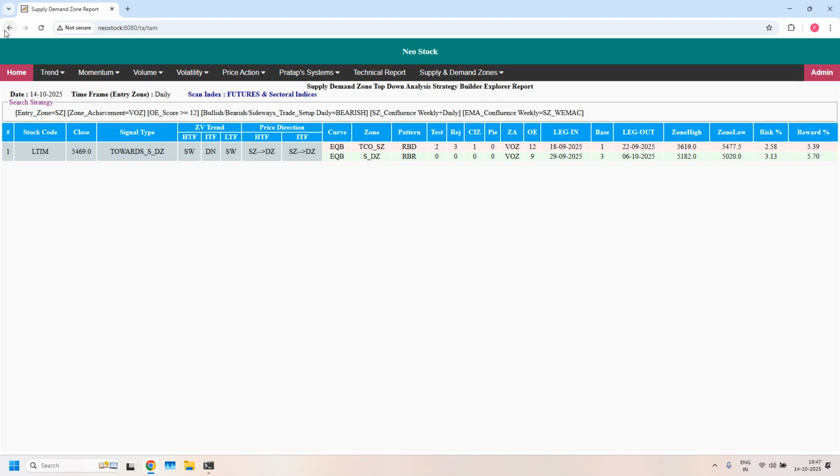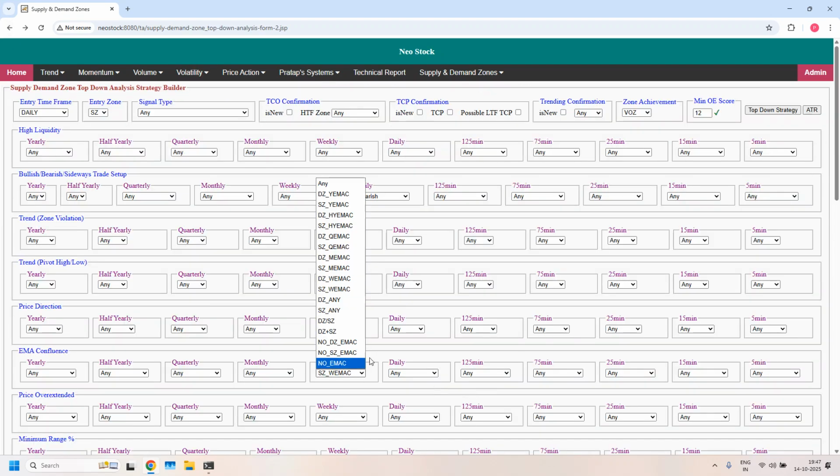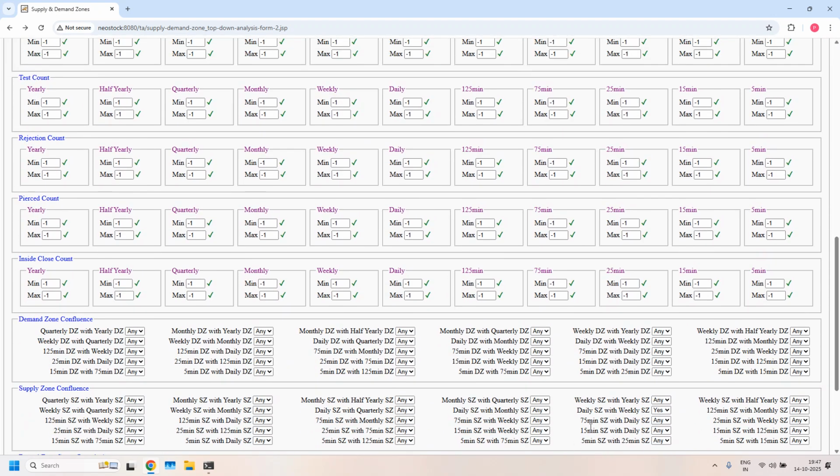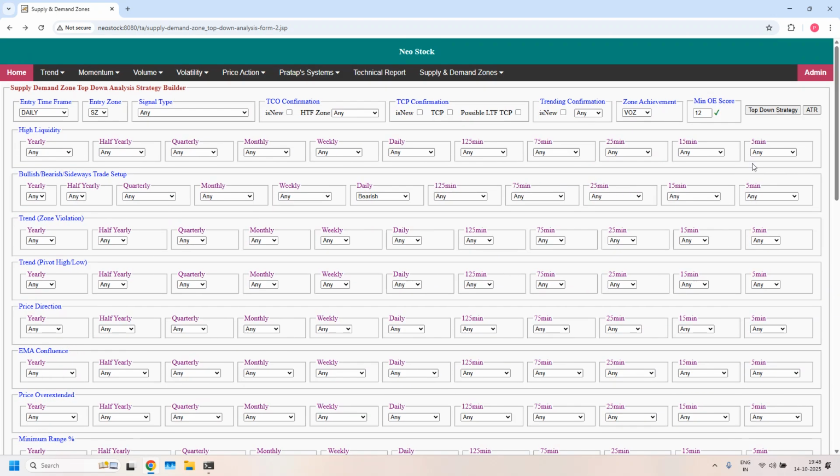Next, second strategy, removing ITF EMA filter. Supply zone confluence, 3 filters we have to set, daily and weekly, daily and monthly, weekly and monthly supply zone confluence, and also EMA confluence.